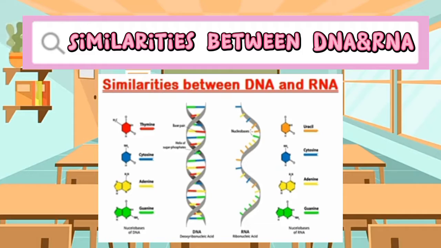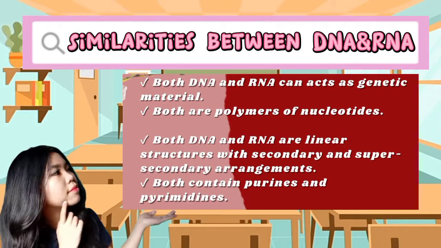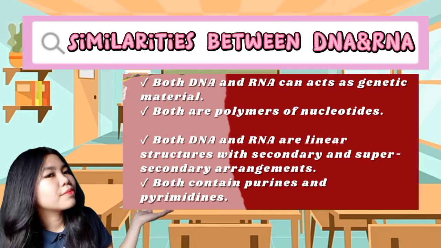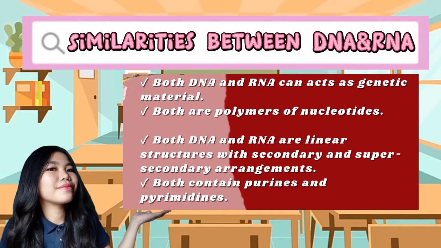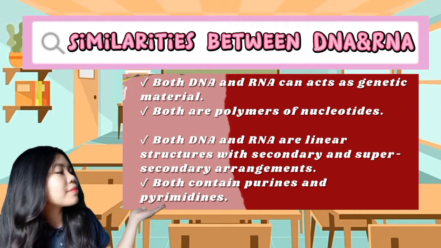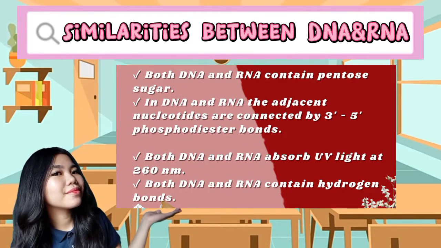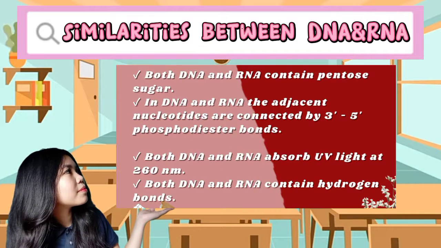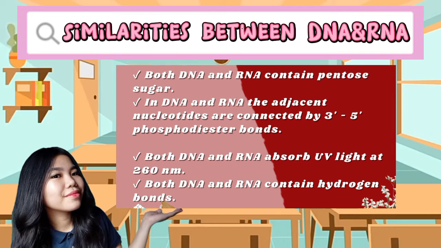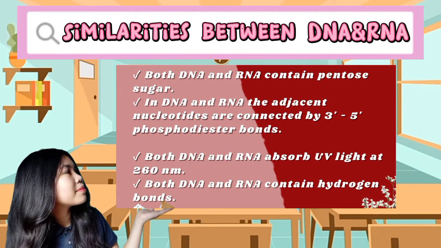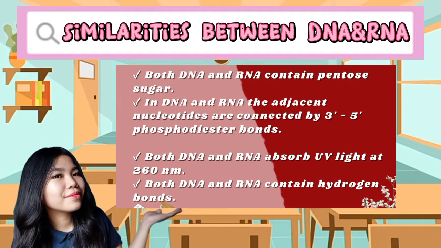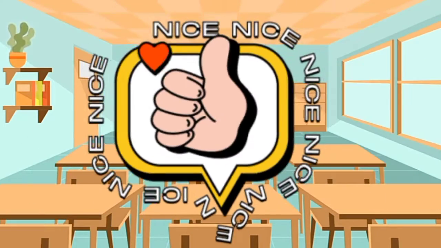First, we have similarities between DNA and RNA. Both DNA and RNA can act as genetic material. Both are polymers of nucleotides. Both DNA and RNA are linear structures with secondary and supersecondary arrangements. Both contain purines and pyrimidines. Both DNA and RNA contain pentose sugar. In DNA and RNA, the adjacent nucleotides are connected by 3' to 5' phosphodiester bonds. Both DNA and RNA absorb UV light at 260 nm, and both DNA and RNA contain hydrogen bonds.